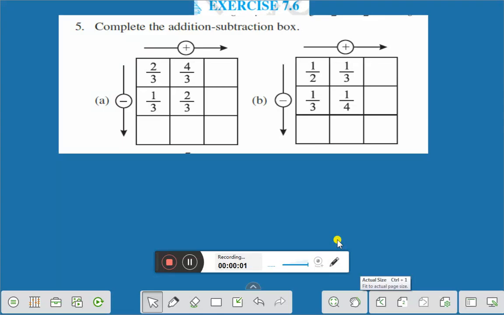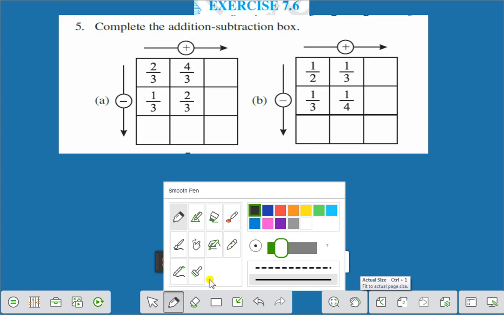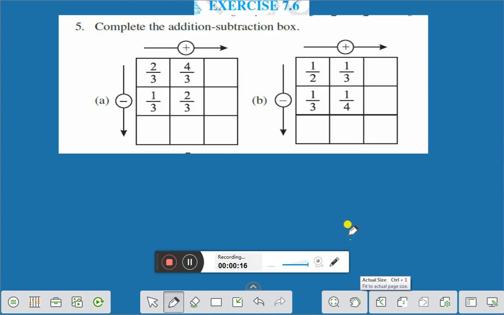Hello everyone. Today we shall discuss exercise 7.6 question number 5. Complete the addition subtraction box. Here is how to understand what you have to do.